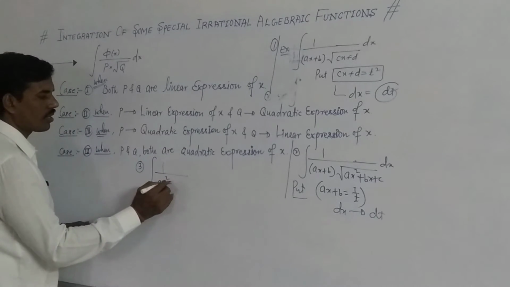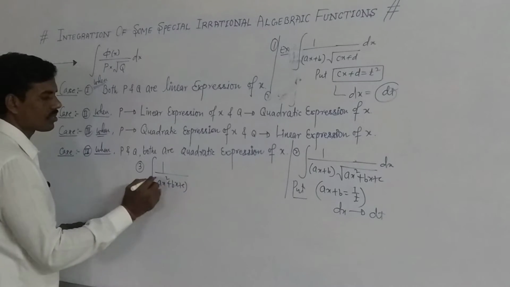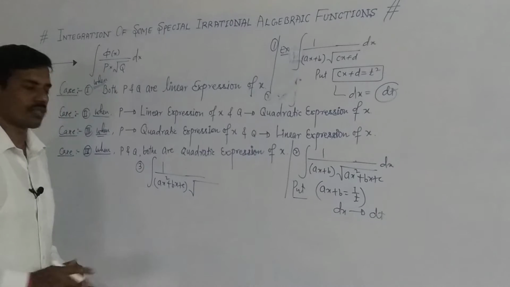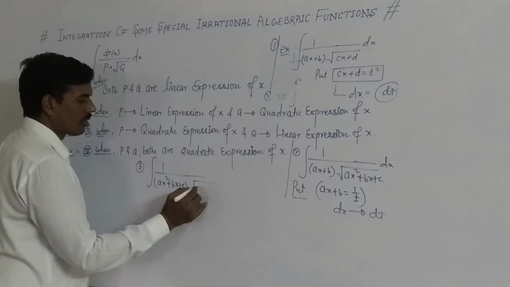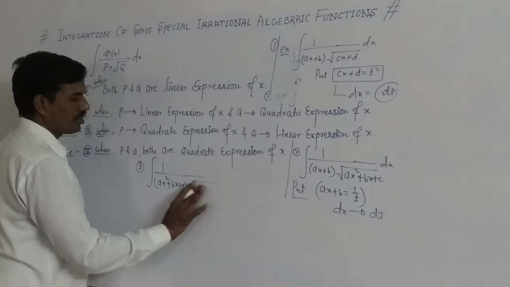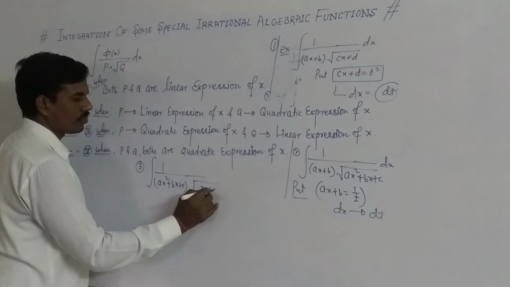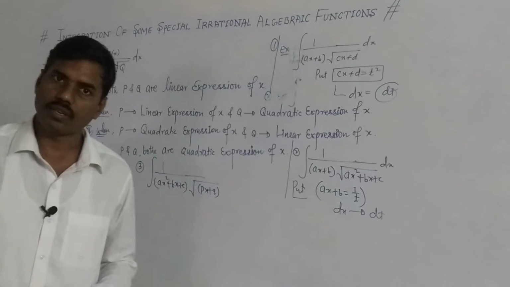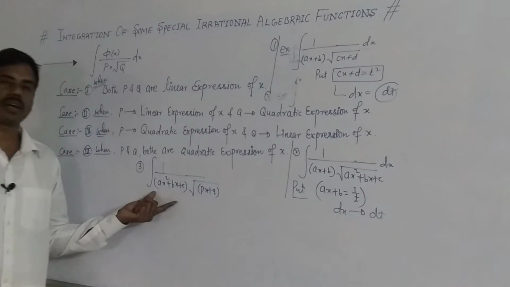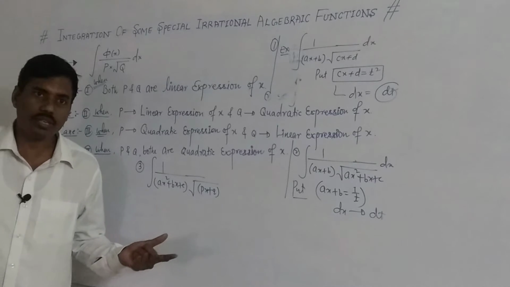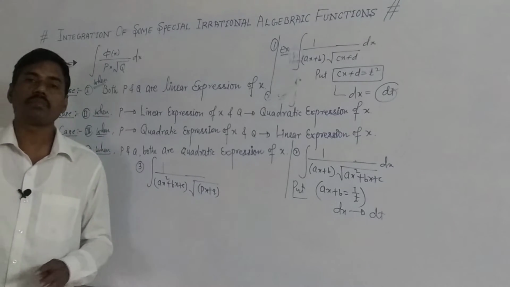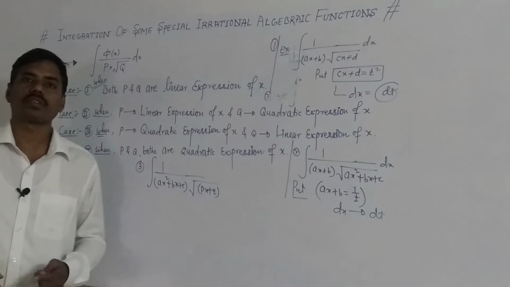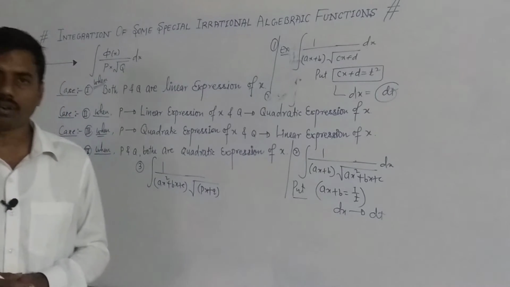In case 3, when p is a quadratic expression, that is 1 upon the square root of ax square plus bx plus c, and q is a linear expression, let this one be px plus q. Px plus q is a linear expression of x. Here p is a quadratic expression and q is a linear expression of x.